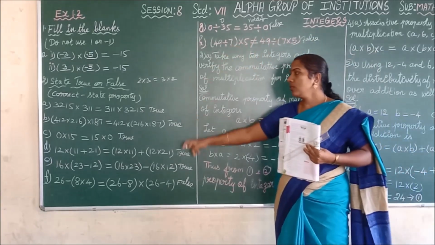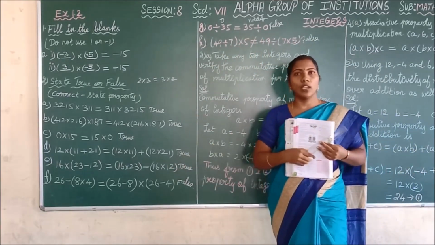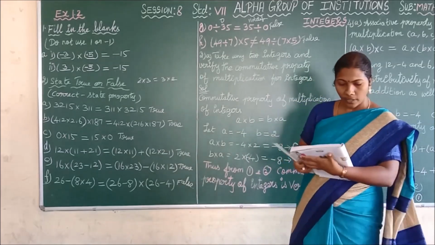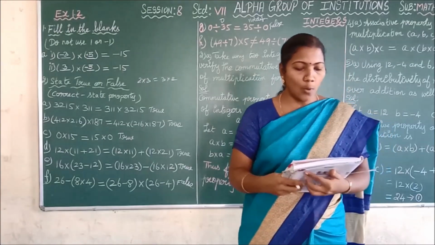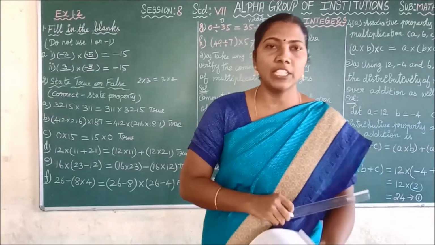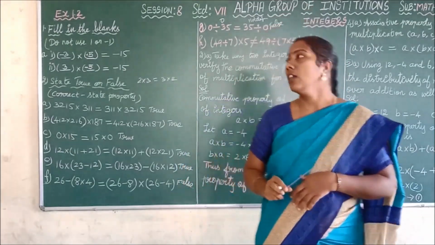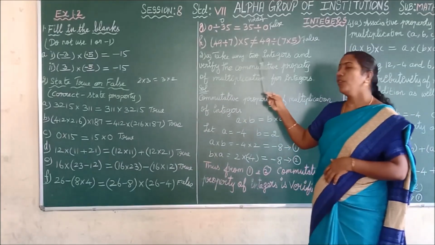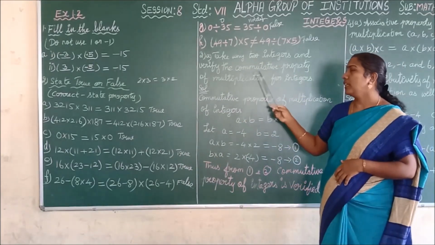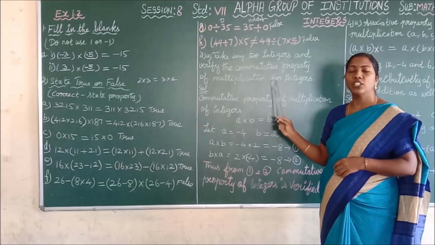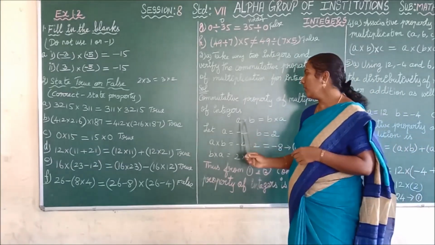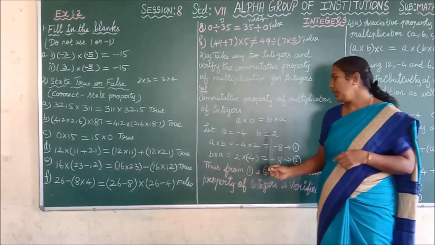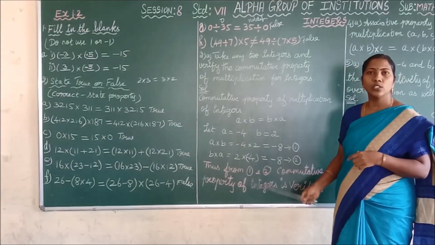So these are the sums. Your homework sums. Okay. See the next sum. Third sum. Take any two integers and verify the commutative property of multiplication of integers. That is, you have to take any two integers and verify the commutative property of multiplication for integers. You may take any example, children. Here I have taken a equal to minus 4 and b equal to 2. Okay, this is also your homework sum.